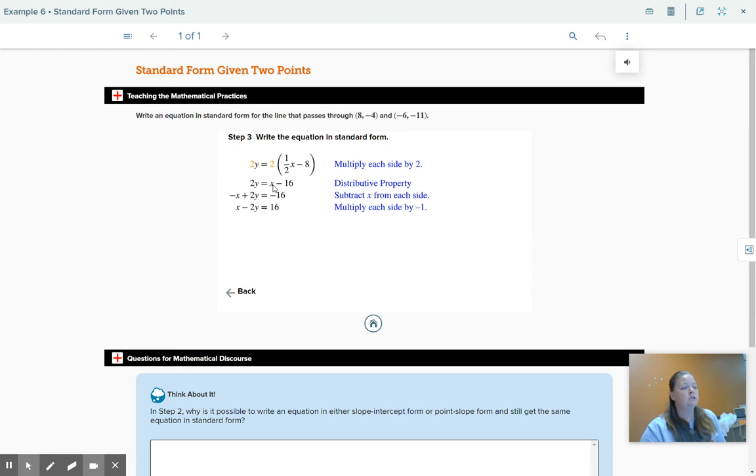We want to move the x to the same side as our y, because in standard form, remember that the variables are all on the same side. So we subtract x from both sides. That gives us -x plus 2y equals -16. And we don't want a negative x, so we multiply everything by -1. That gives us a positive x minus 2y equals positive 16.